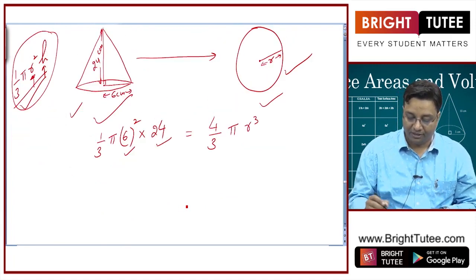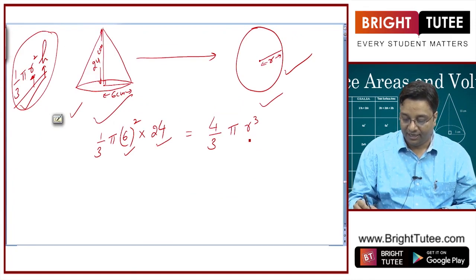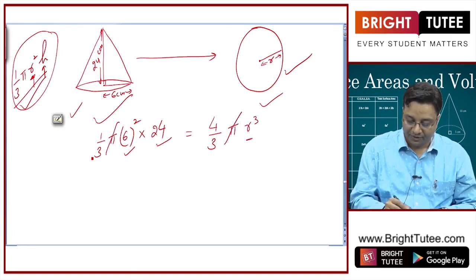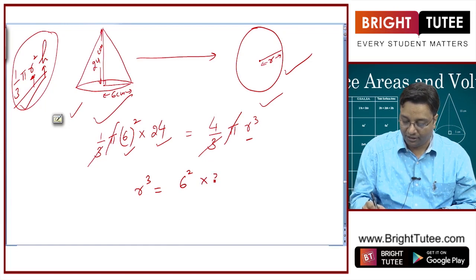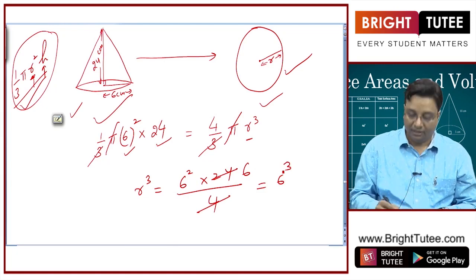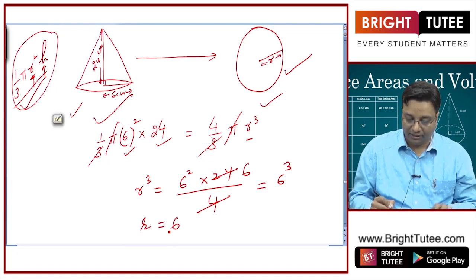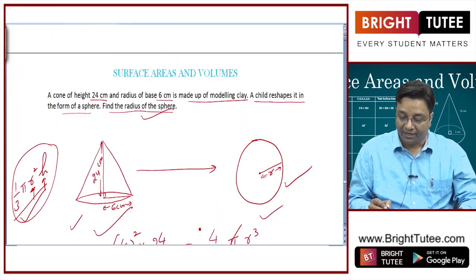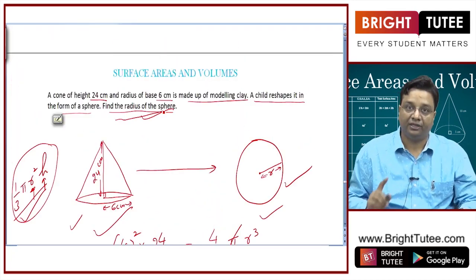Now, just the calculation part is left and I will get the radius. So, pi can be cancelled, 3 can be cancelled on both sides. So, r cubed is equal to 6 squared into 24 by 4. 4 sixes are 24, so I have got 6 cubed. So, r is equal to 6 centimeter. This is the radius of the sphere.